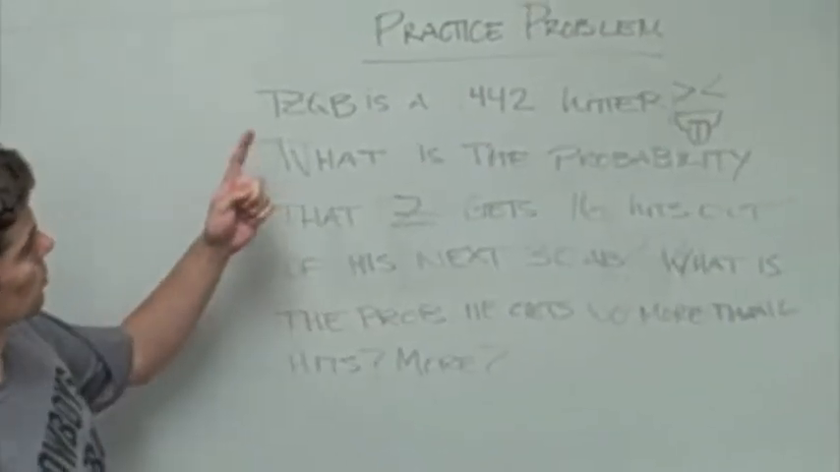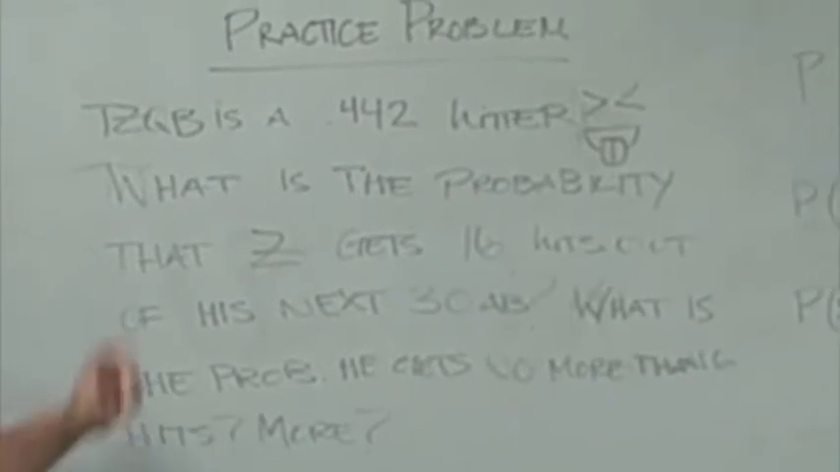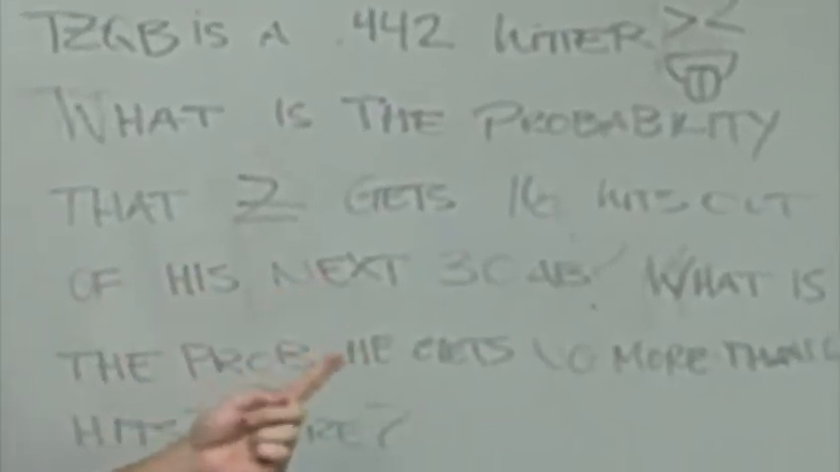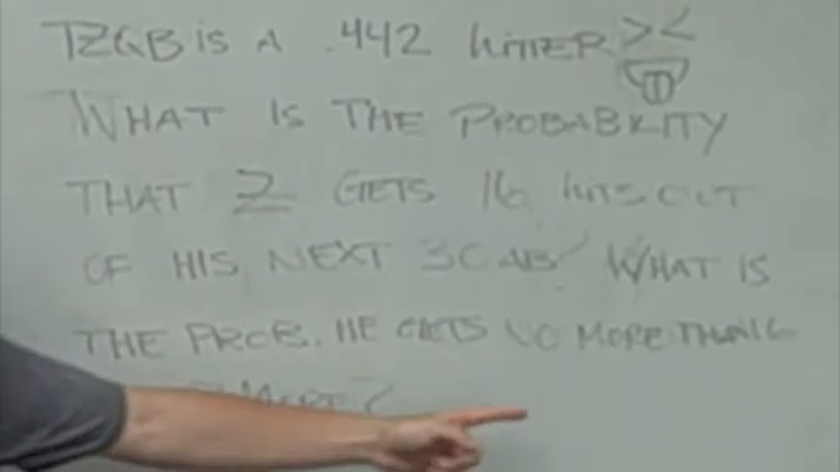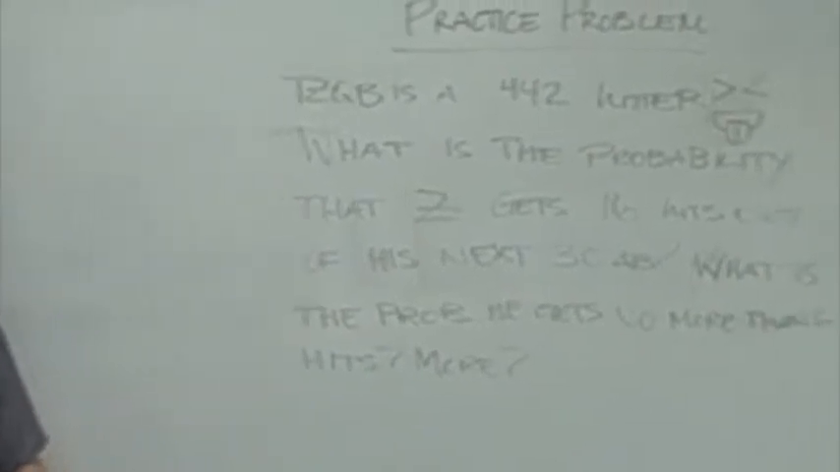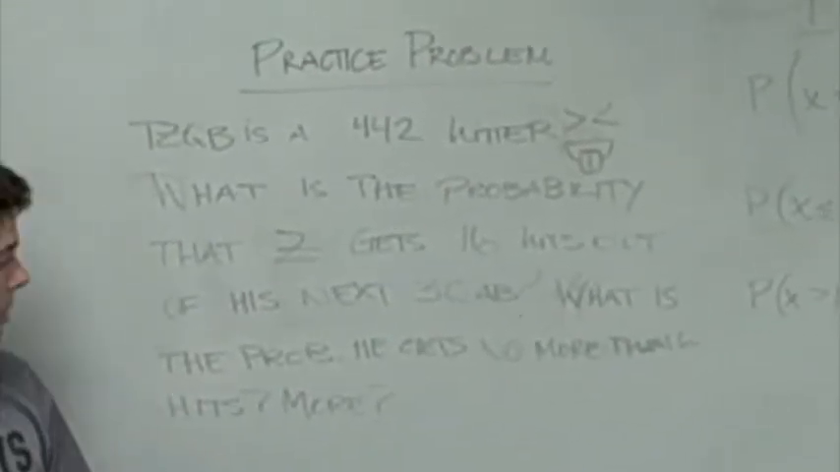All right, here we got a practice problem. TZQB is a .442 hitter. What is the probability that Z gets 16 hits out of his next 30 at-bats? What is the probability that he gets no more than 16 hits in his next 30 at-bats? And what is the probability that he gets more than 16 hits in his next 30 at-bats?